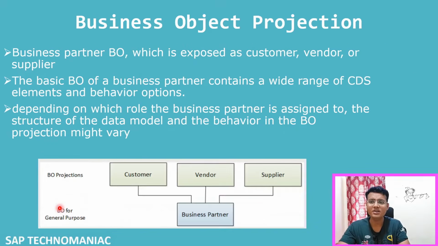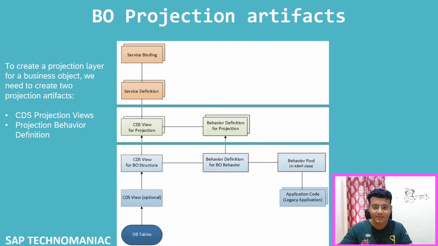Now we will see what all the objects involved are when we create the business object projection. This one I have already explained. As part of the BO projection artifacts, what are the artifacts we are going to create? Mainly two artifacts are there. One is the CDS projection view and second is the projection behavior definition. The CDS projection view defines what all the fields are that you want to consume from your base BO.